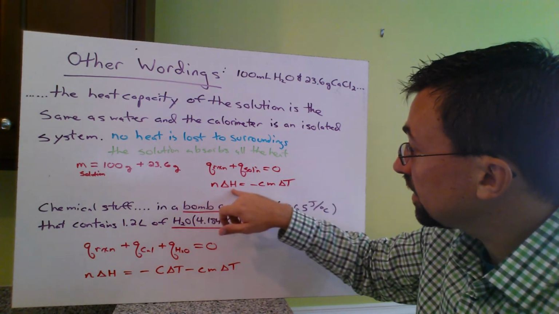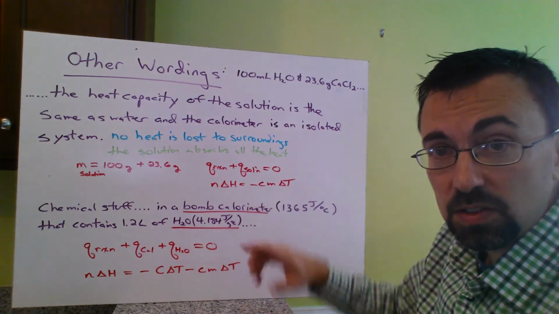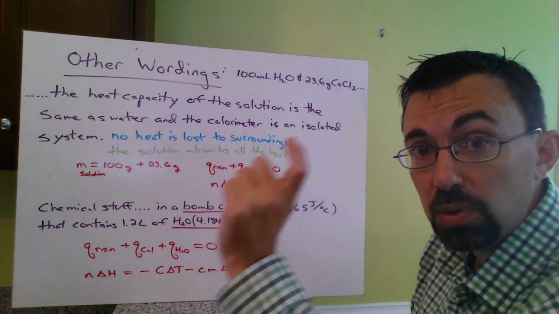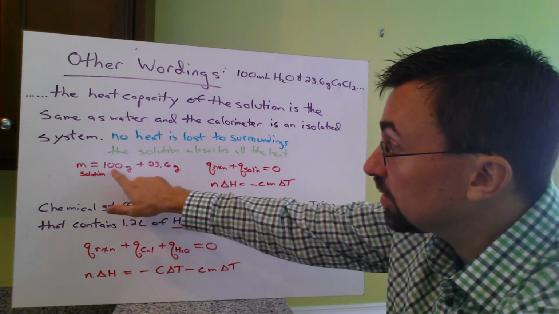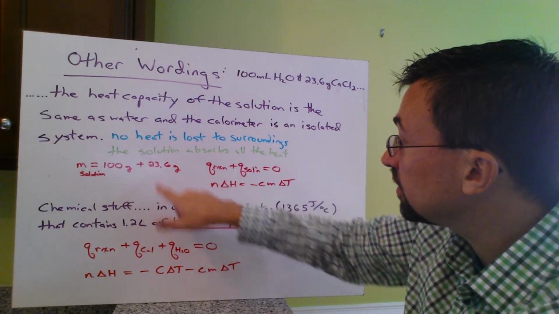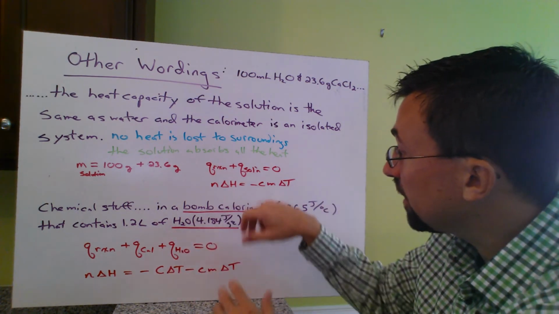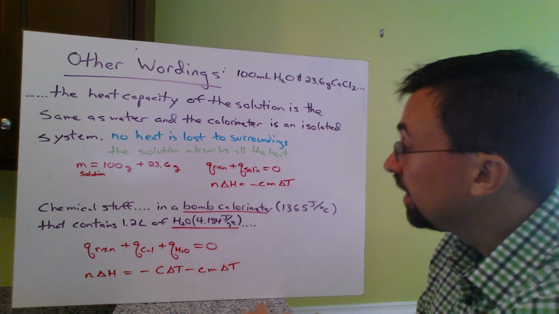So in this case, it would be n delta H equals negative Cm delta T. And just remember, the mass is the solution, so it's the solute plus the solvent. So we have to do the 100 grams of water plus the 23.6 grams of calcium chloride for 123.6 as our total mass. Otherwise, the mechanics of this problem will be the same. Heat capacity of water still 4.184.